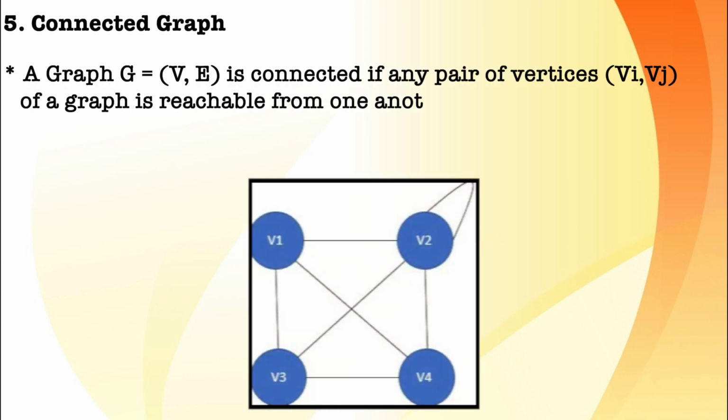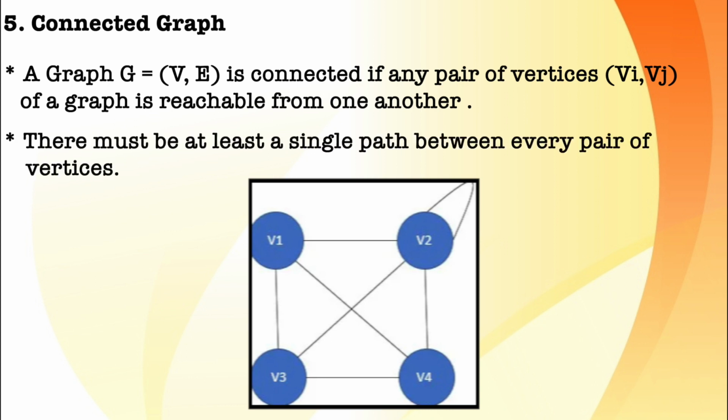Connected graph. A graph G equal to (V, E) is said to be connected if any pair of vertices Vi, Vj of the graph is reachable from one another. That is, if we start from a node, we should be able to visit every other node of the graph. In a connected graph, there must be at least a single path between every pair of vertices.